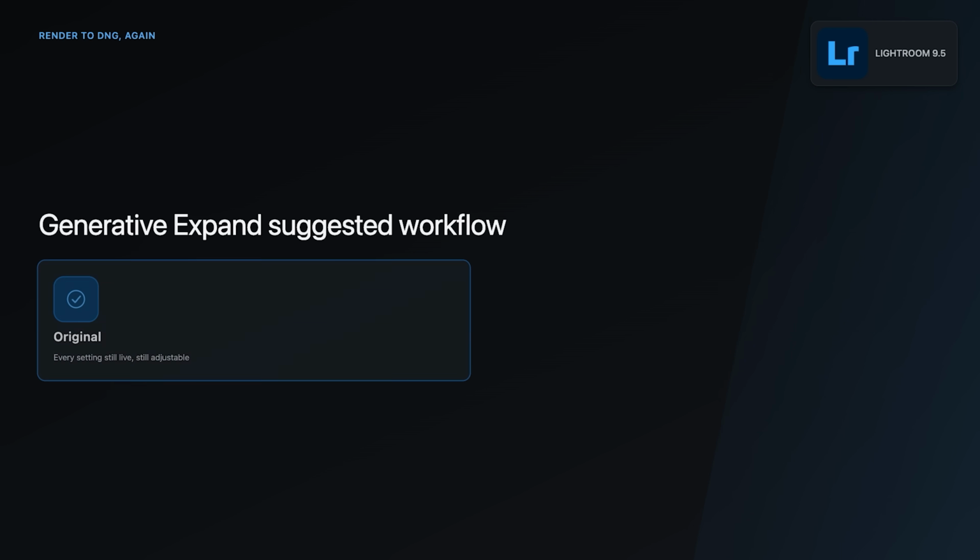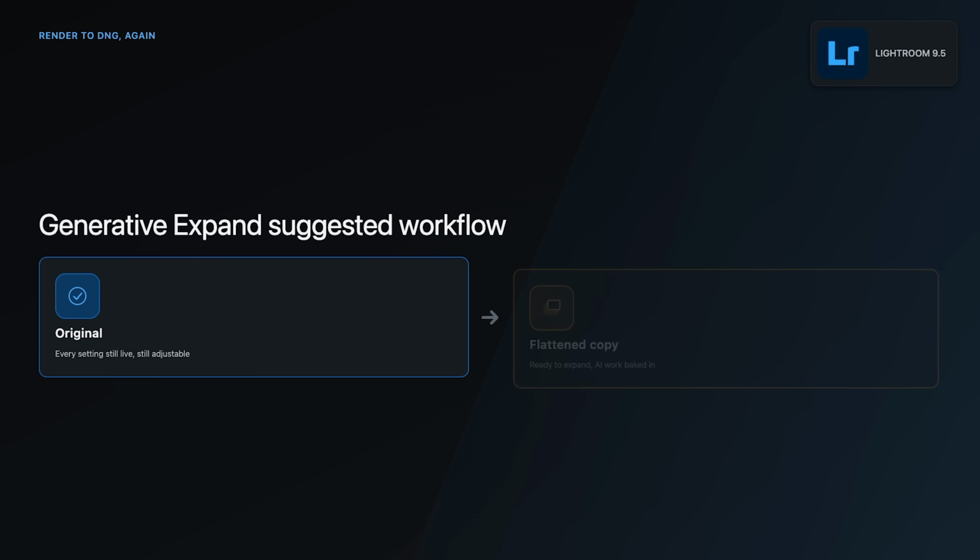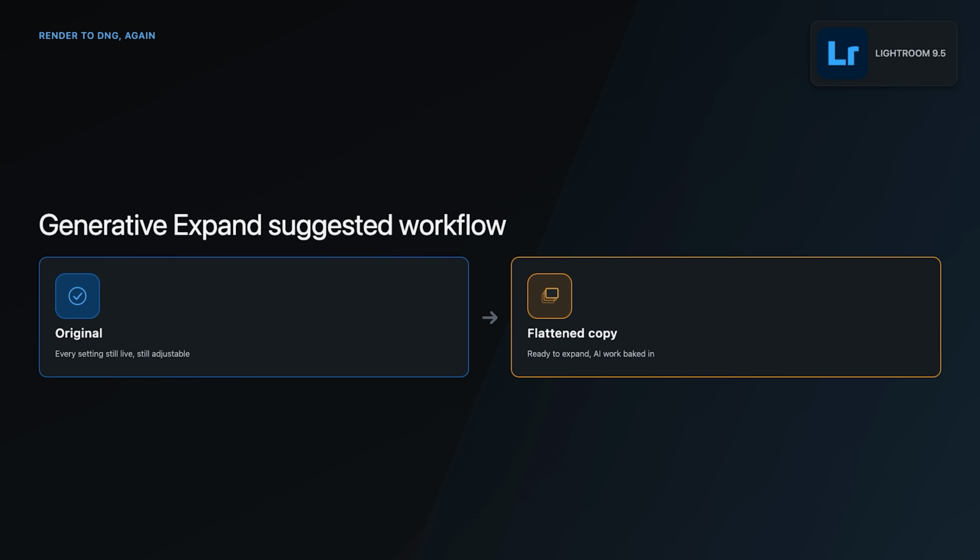Render to DNG first, because now you've got two files sitting there. You've got your original with every setting still live and every AI edit still adjustable, exactly as you left it. And you've got a flattened copy that you do the expanding on. So if you decide in a week that the generative remove wants redoing or the masking needs tweaking, you're not stuck. The original is still sat there with everything intact, and you just render a fresh copy and expand that one instead.